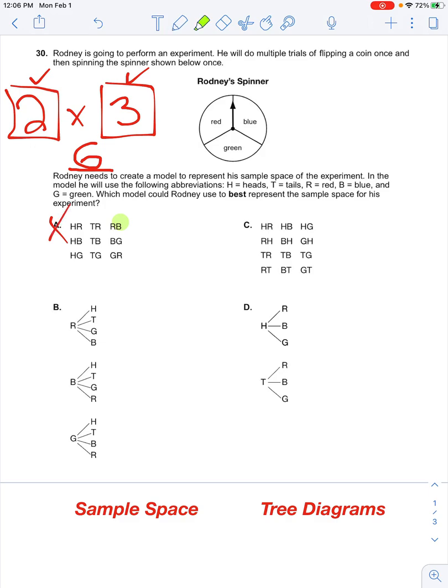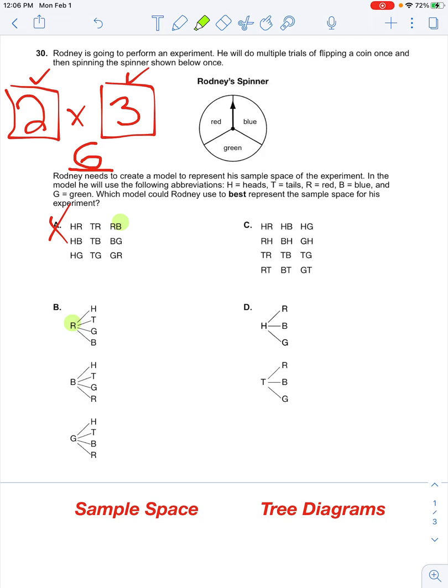Let's take a look at B. This is an example of a tree diagram, where A was an example of a sample space. So let's talk about how you read the tree diagram. The first thing you want to do is go right here to where it starts. This R says that we are spinning the spinner and getting red. Now, I have a couple of problems with this one. First off, he's flipping the coin first, so we should be starting out with heads or tails. That's one of the reasons why I know this is not going to be the answer, but let's just continue.